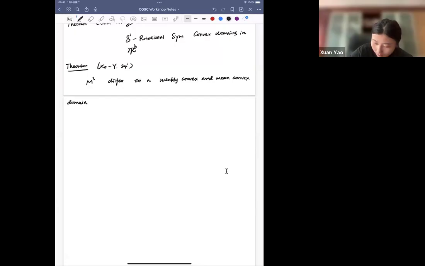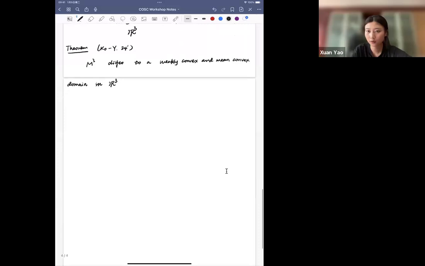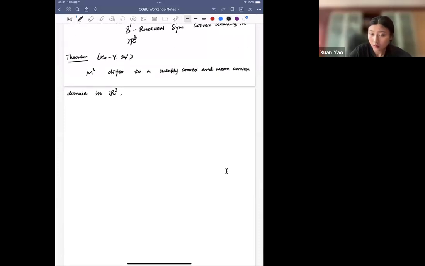Domain in R3. Okay. So assume further that if you equip M3 with the metric G such that the scalar curvature is non-negative, and on the boundary it satisfies what we called the scaled mean curvature comparison: H square G restricted to the boundary is greater or equal than H naught square G Euclidean restricted to the boundary.